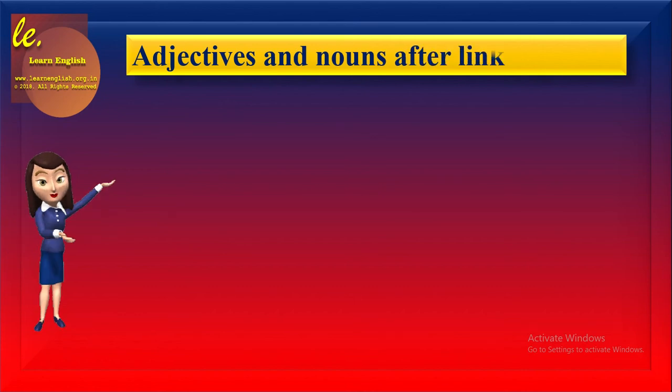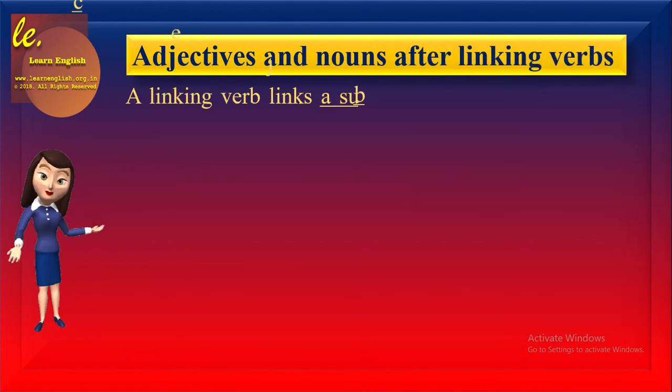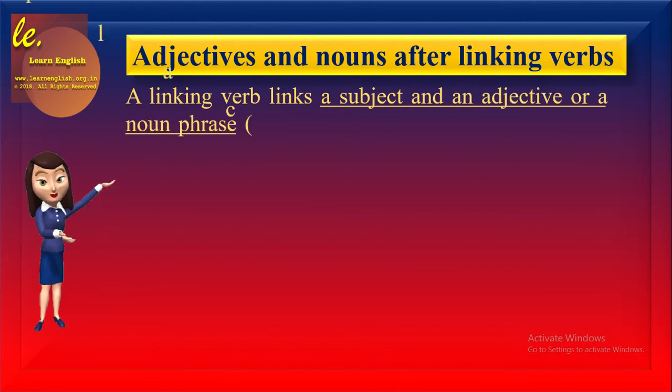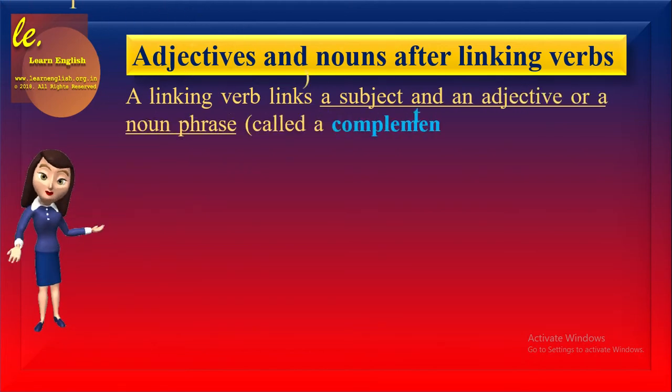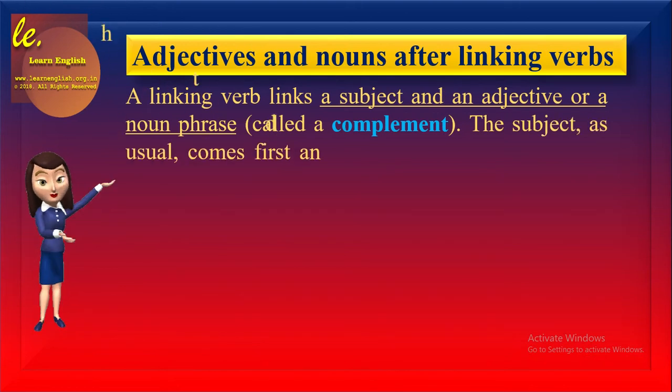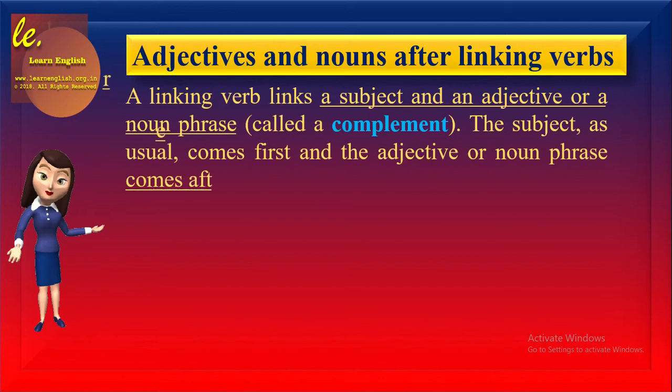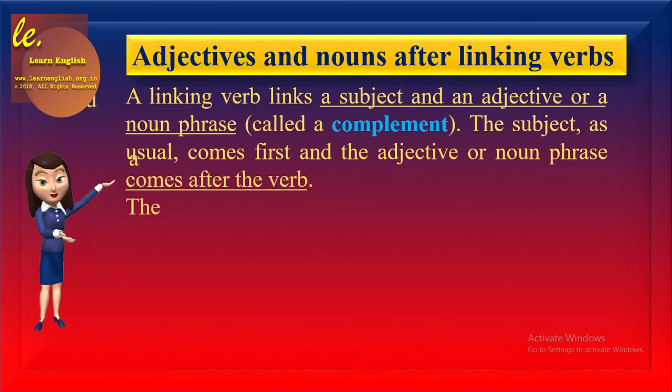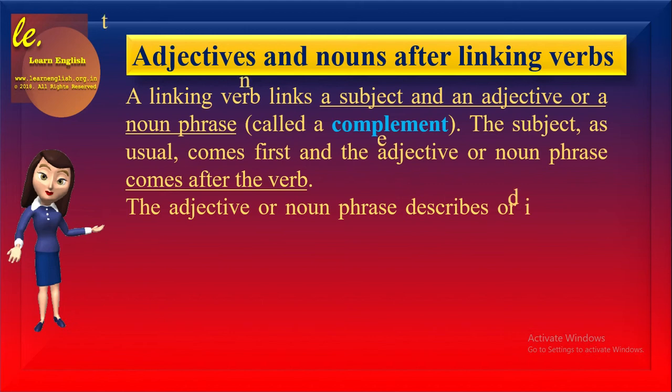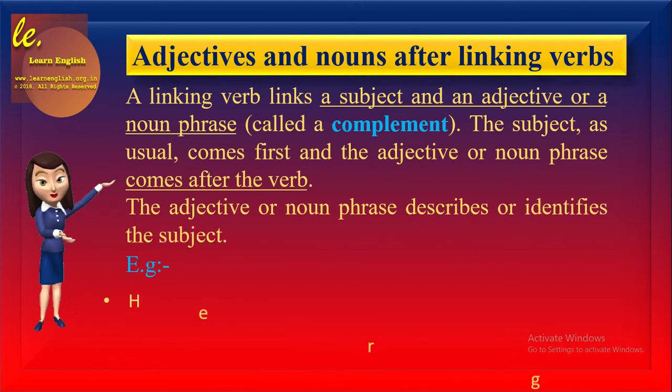Adjectives and nouns after linking verbs. A linking verb links a subject and an adjective or a noun phrase called a complement. The subject, as usual, comes first and the adjective or noun phrase comes after the verb. The adjective or noun phrase describes or identifies the subject.